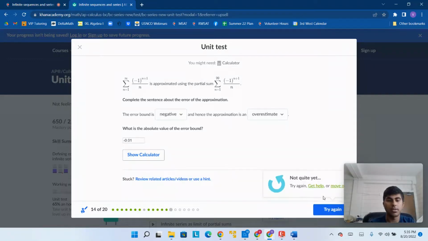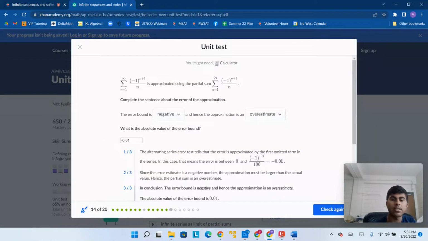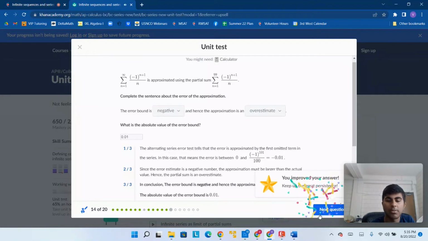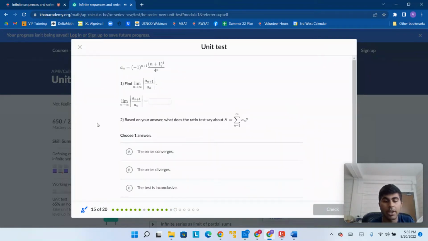Let's keep going. Oh, and it told us that this is actually incorrect. Why is this incorrect? Let's think about why. This is the error bound right here. The error bound is negative, and the approximation is an overestimate. And the absolute value, this thing here, is just us not being careful. It asks for the absolute value of the error bound, 0.01. Make sure you are careful. Make sure you read the question. Even if you've done it lots of times and you feel like you have that practice, it might still be something as simple as saying absolute value, and you have to check to make sure that you're answering the right question.